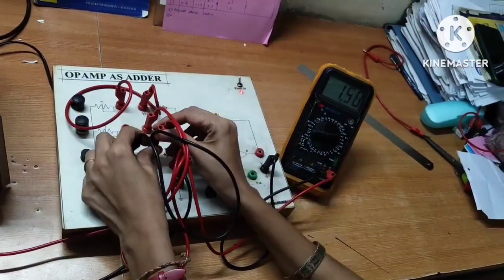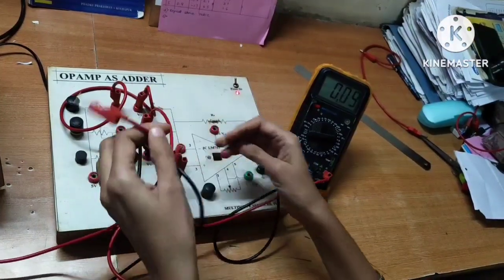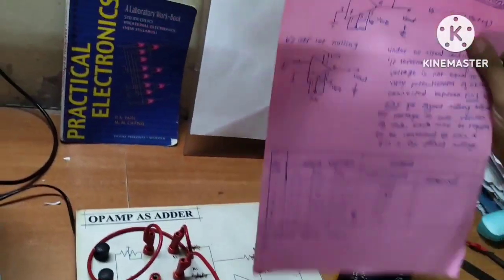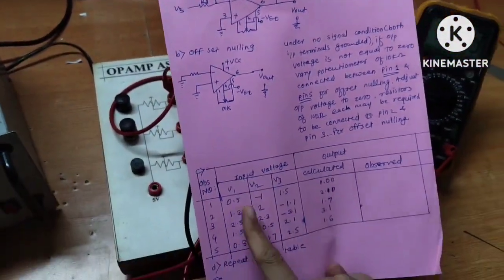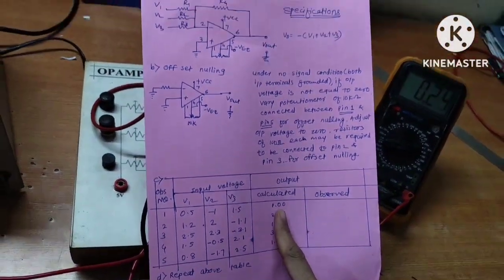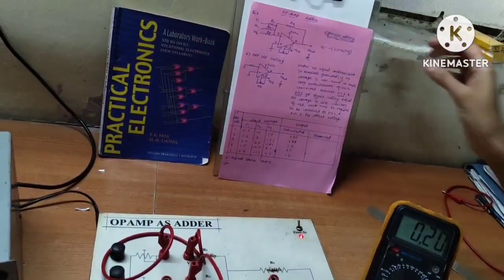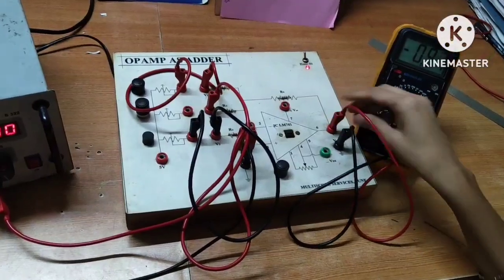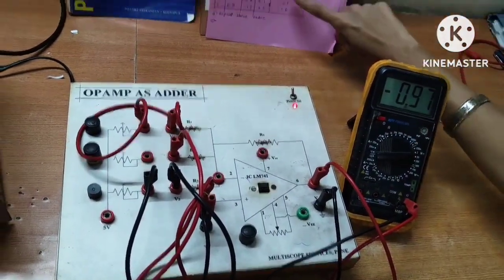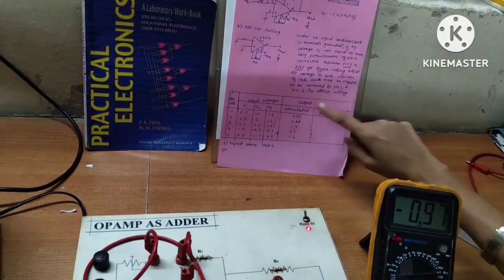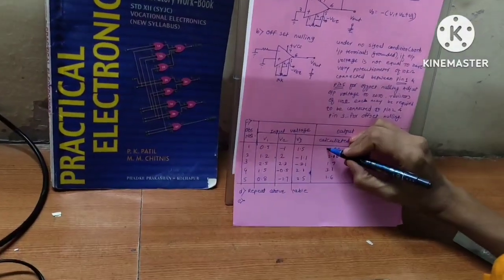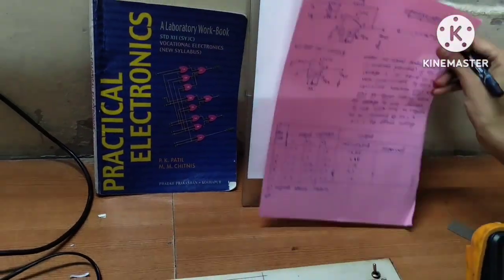Now we have to check the output. As in this truth table it is given that V1 is 0.5, V2 is -1, V3 is 1.5. Calculated output should be 1 volt. See here the output, this is nearly equal to 1 volt. Calculated is 1 volt, -1 volt. It should be negative because we have connected all the inputs to the inverting terminal of an op-amp.